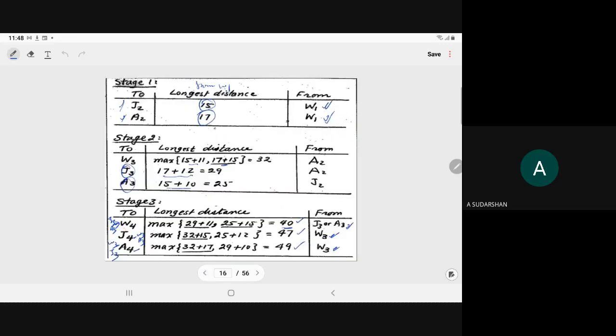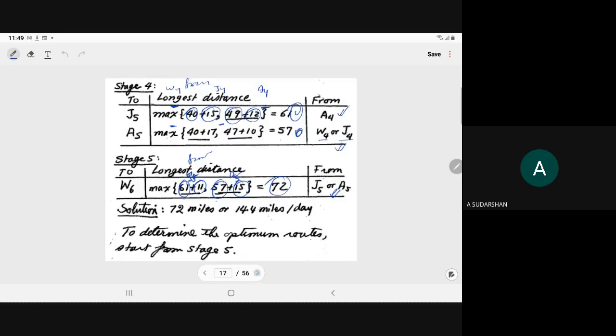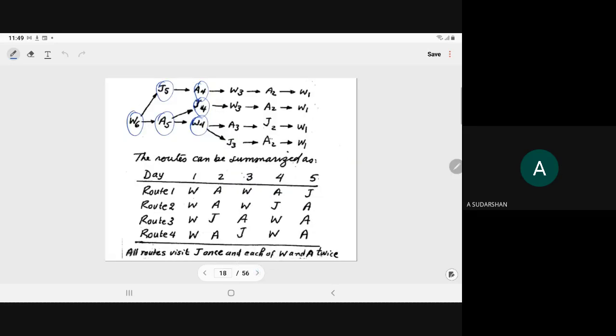Then for W4, optimal is either J3 or A3. For J4, only W3, and for A4, only W3. So here we have written for A4 only W3, for J4 only W3, but for W4 either A3 or J3.